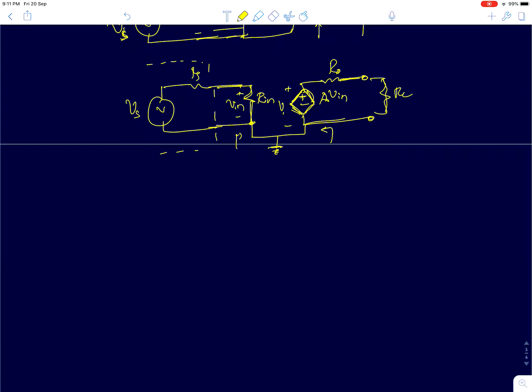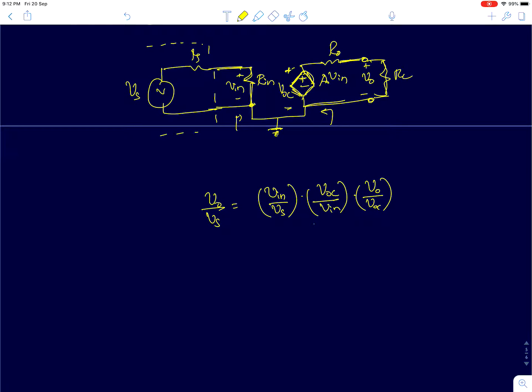Now in this, if I write the overall expression for the gain, first I'll call this term VOC, the open circuit voltage, and this voltage across the load resistance as V0. So if I want to find V0 by Vs, it's going to be Vin by Vs into VOC by Vin into V0 by VOC. This term VOC by Vin, you can directly read from this circuit. VOC is A0 into Vin, so VOC by Vin is equal to A0. This is called the intrinsic gain. This is the maximum gain that this amplifier can give you. Under what conditions, we will see now.